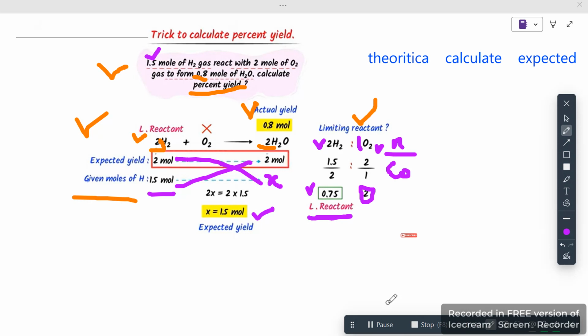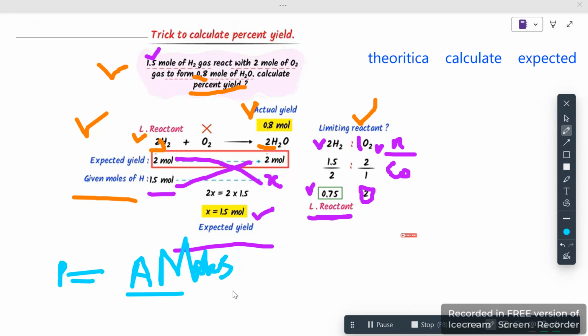So now what we need to do is find the expected yield. Okay, so now we'll find the expected result. The formula which we have is: percentage yield is equal to the number of actual moles, I'm writing A here for actual moles, which would be divided by the expected moles. E here is expected, M is moles. This is not mass, but moles. Okay, so the actual value which is found is this one, 0.8.